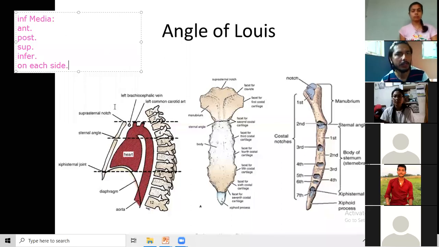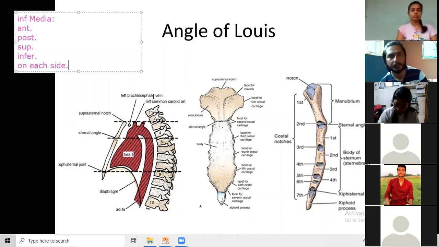Now here, the inferior mediastinum. Anteriorly you will see the posterior surface of the body of sternum. Posteriorly, T5 to T12 thoracic vertebrae and adjoining intervertebral disc. Superiorly there is the transverse thoracic plane. Inferiorly there is the diaphragm, and on each side there is the mediastinal surface of parietal pleura, or mediastinal pleura, and the mediastinal surface of lungs.